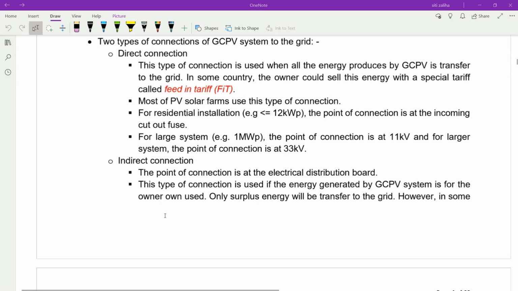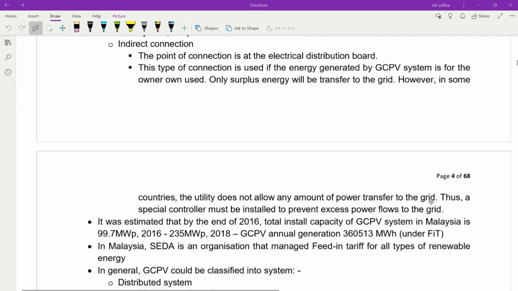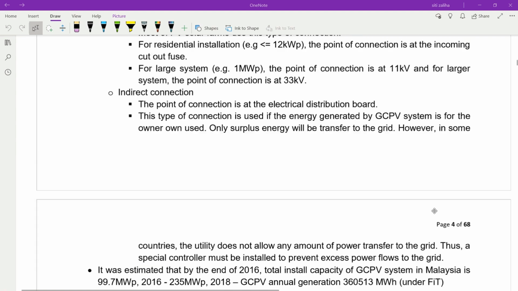Indirect connection, the point of connection is at the electrical distribution board, your DB board. This type of connection is used if the energy generated by the GCPV system is for the owner's own use. Only surplus energy will be transferred to the grid. However, in some countries, the utility does not allow any amount of power transfer to the grid. Thus, a special controller must be installed to prevent excess power flow to the grid.